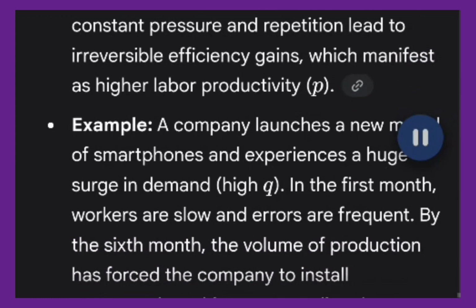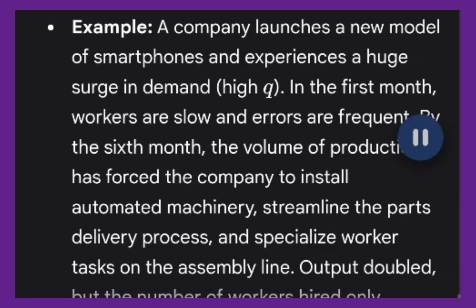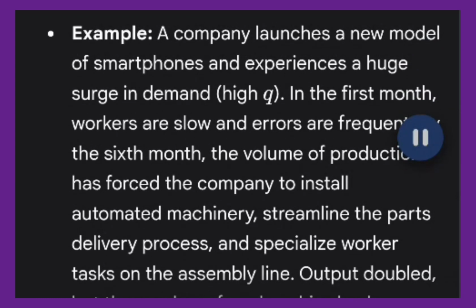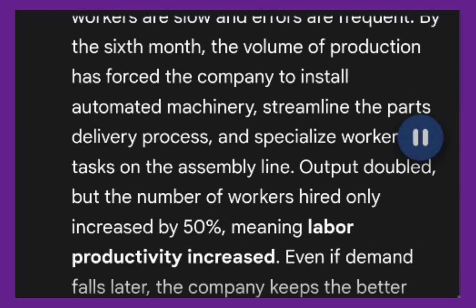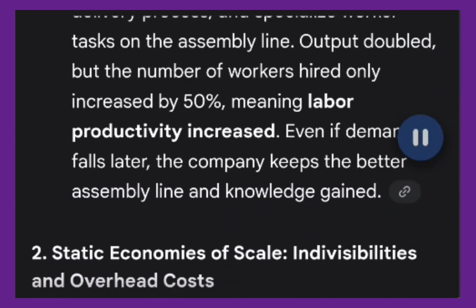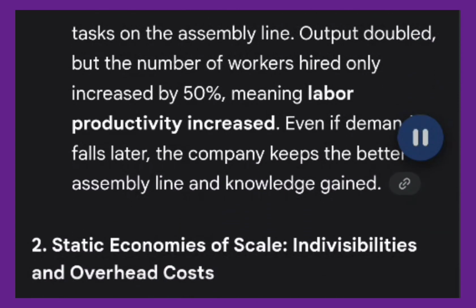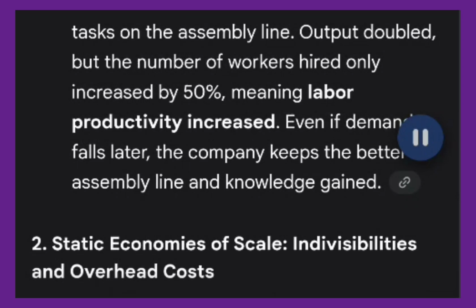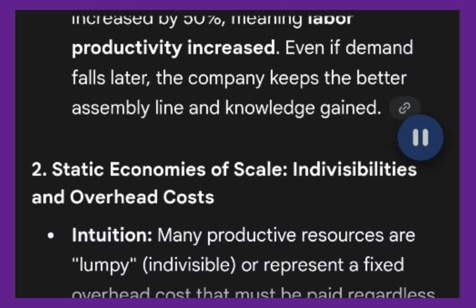Example. A company launches a new model of smartphones and experiences a huge surge in demand, high Q. In the first month, workers are slow and errors are frequent. By the sixth month, the volume of production has forced the company to install automated machinery, streamline the parts delivery process, and specialize worker tasks on the assembly line. Output doubled, but the number of workers hired only increased by 50%, meaning labor productivity increased. Even if demand falls later, the company keeps the better assembly line and knowledge gained.